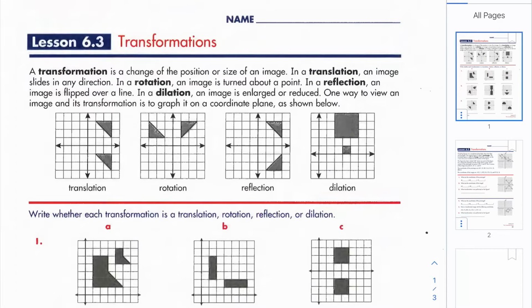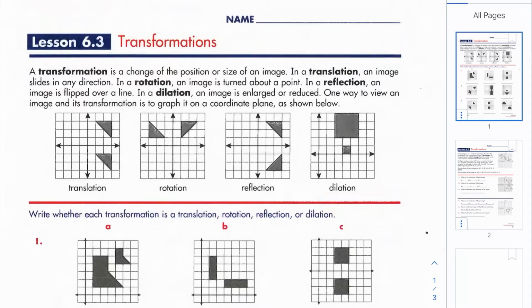The first one is a translation. A translation is when an image slides in any direction. The next one is a rotation. A rotation is when an image is turned about a point. In this class, we will only focus on turning about the origin.